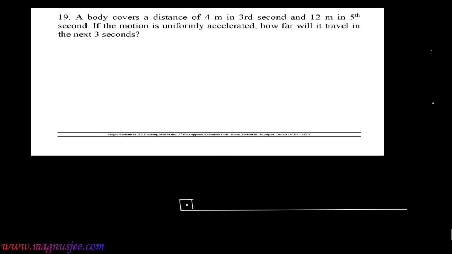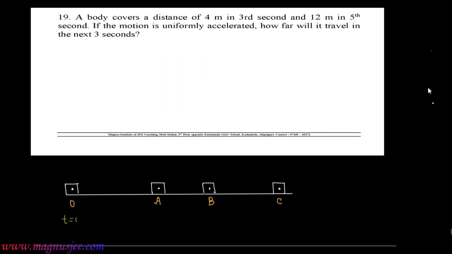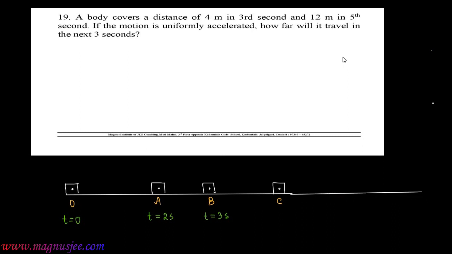This is a straight line along which a body will be moving. The body will start to move from the initial point O, then it will reach the point A, and then it will be at the point B. Finally, the body will reach the point C. At O, t equals 0 second, at A, t equals 2 second, at B, t equals 3 second.